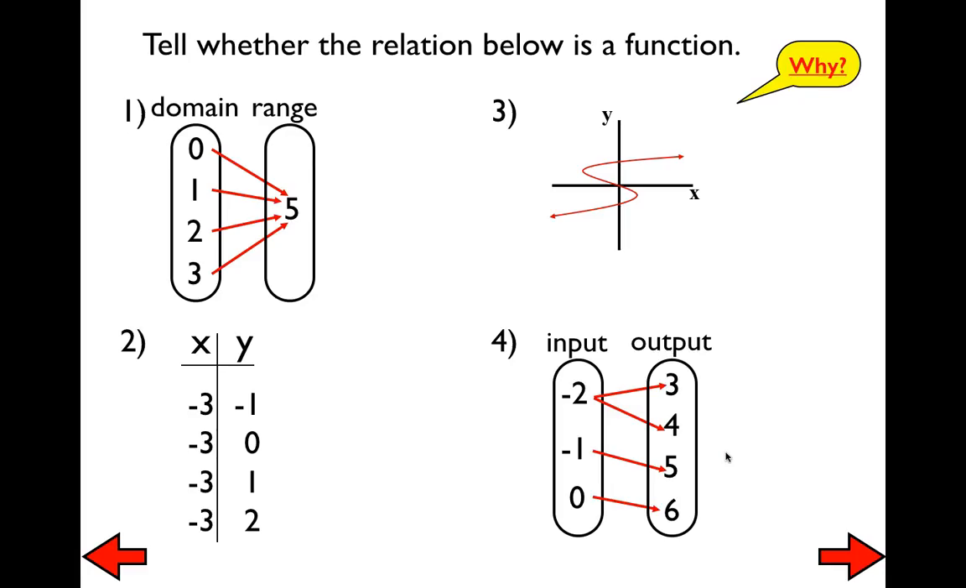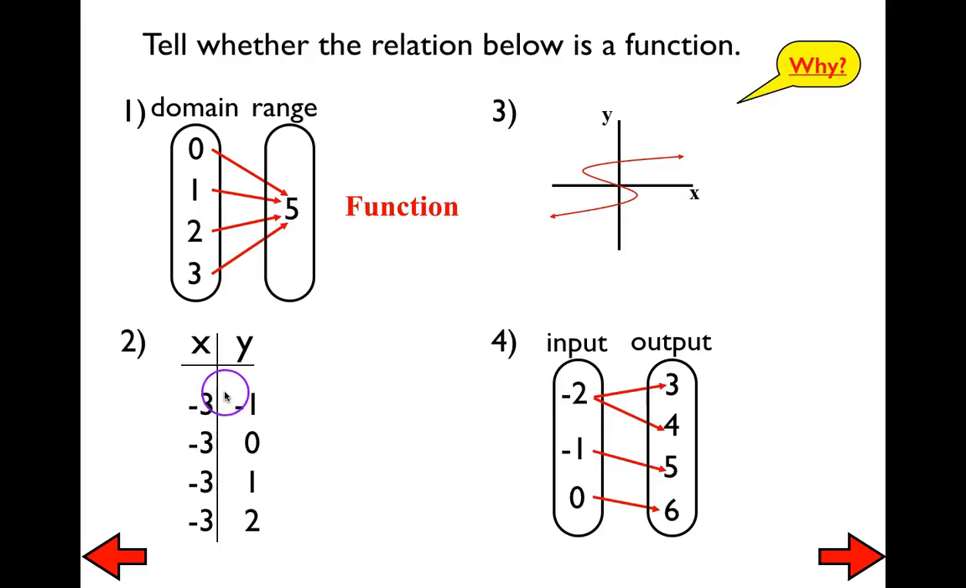Okay, so now we're given some mappings and some tables as well as a graph, and we're supposed to determine whether or not it is a function. Okay. So for number 1, is it a function, yes or no? The answer is yes, because for each input there's one unique output. For each input there's exactly one output, which is great, okay? So number 1 is a function.